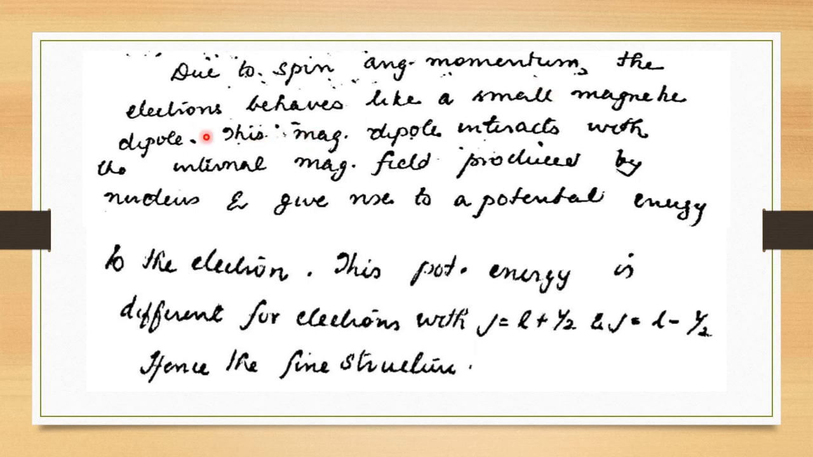So due to spin orbit interaction, the electrons behave like a small magnetic dipole. This magnetic dipole interacts with the internal magnetic field produced by the nucleus and gives rise to a potential energy to the electron. So this potential energy is different for electrons with J equal to L plus half and L minus half. Hence we get the fine structure splitting. This is the reason why the levels get split.